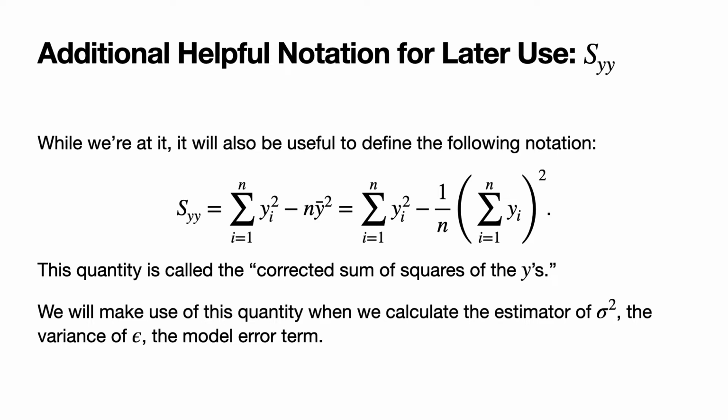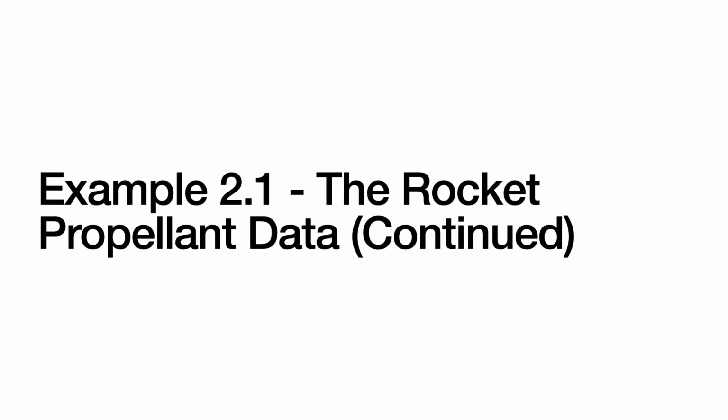Now, we're going to make use of this quantity when we calculate the estimator of sigma squared, which you'll recall is the variance of epsilon, the model error term. So let's apply these formulas to the rocket propellant data. This is example 2.1.